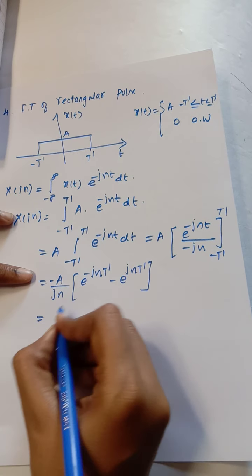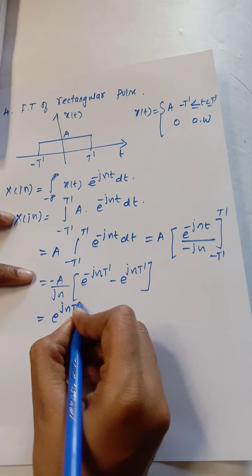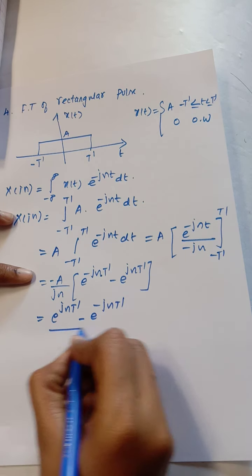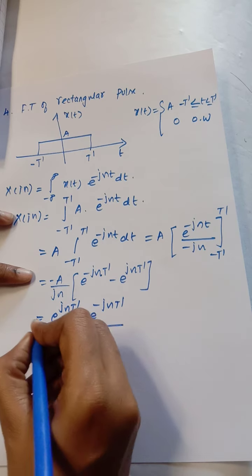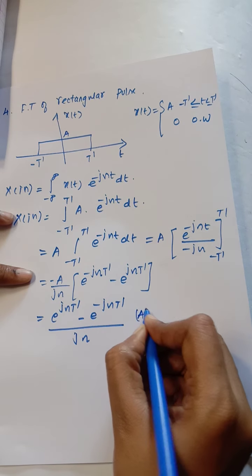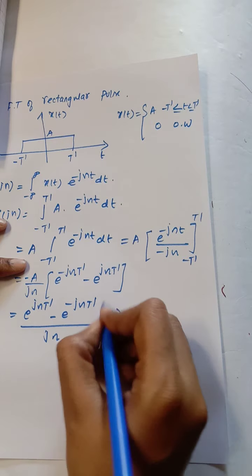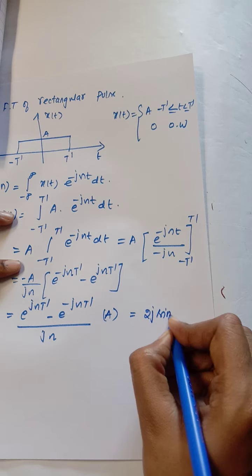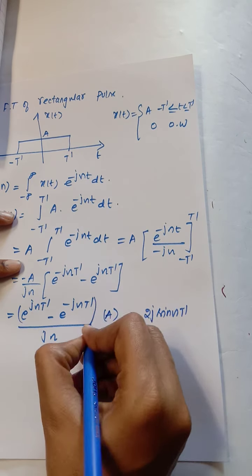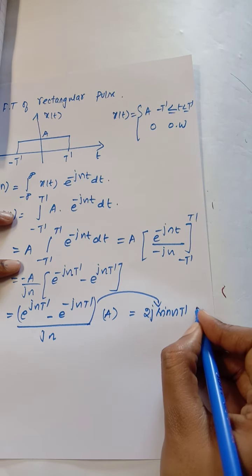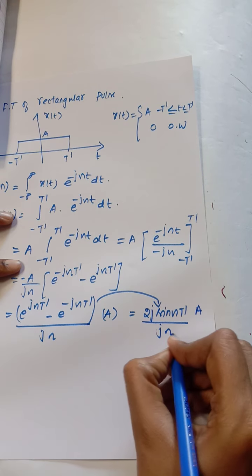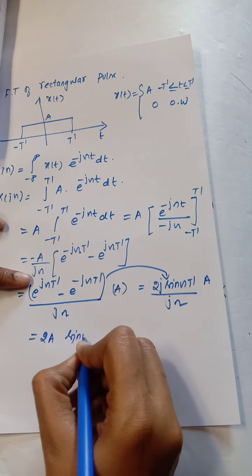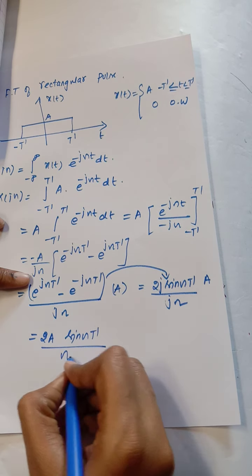Okay, so here you can write this as e power j omega t dash minus e power minus j omega t dash, divided by j omega, into a. This formula is nothing but 2j sine omega t dash. So this term is nothing but 2j sine omega t dash into a divided by j omega. Okay, so 2a sine omega t dash divided by omega is your answer.